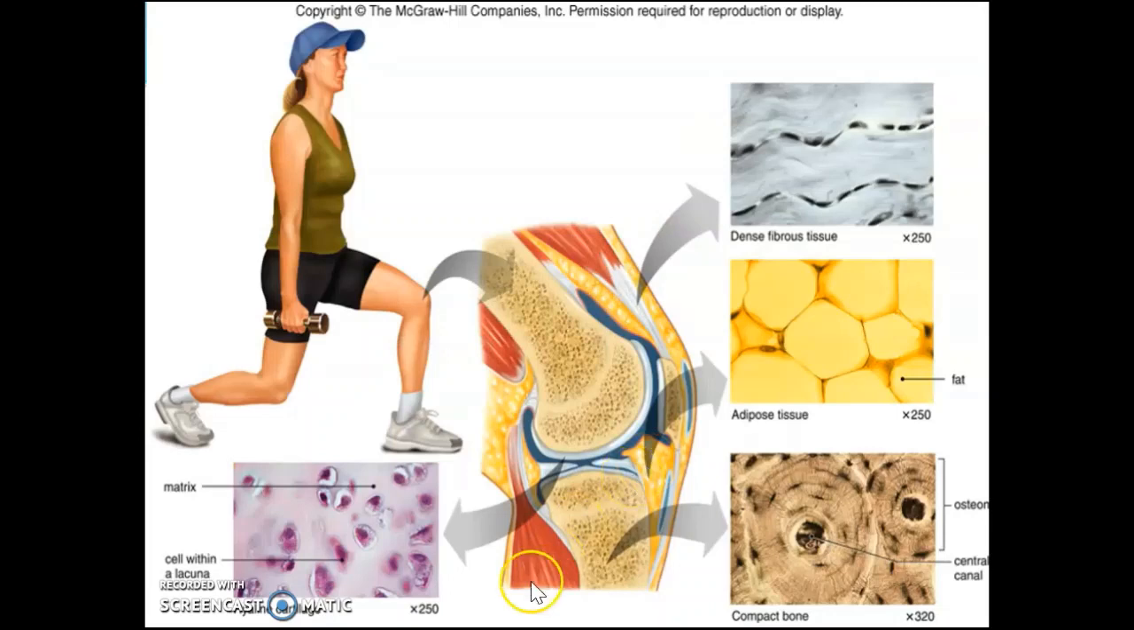Now we look at the second type of connective tissue, which we call the cartilage. The cartilage can be found surrounding the surfaces of the bones between two joints. The main function of cartilage is to keep joint motion fluid as well as cushion bones against impact.